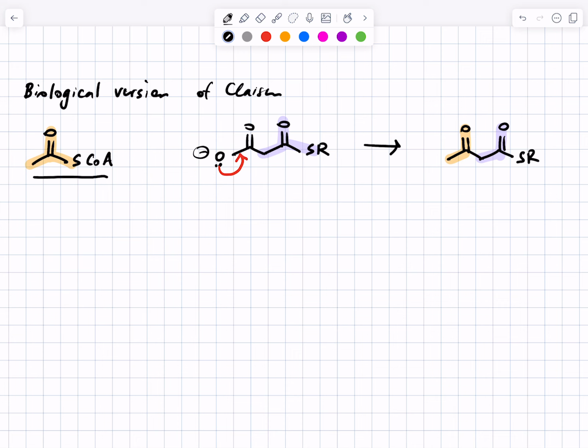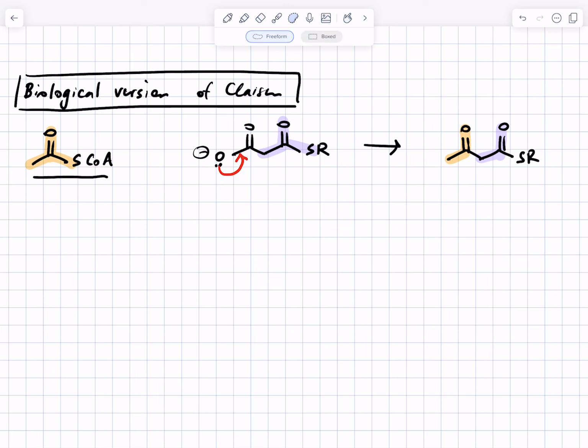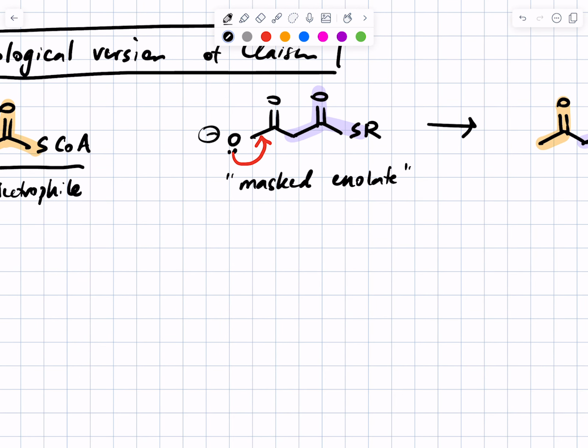When we finished on Monday, I had introduced this biological version of the Claisen reaction, and I had asked you to think through it. I said that it was going to be the reaction of this ester as the electrophile with the molecule on the right, which I called a masked enolate. And the reason it's a masked enolate is because it's a beta keto acid, which can decarboxylate.